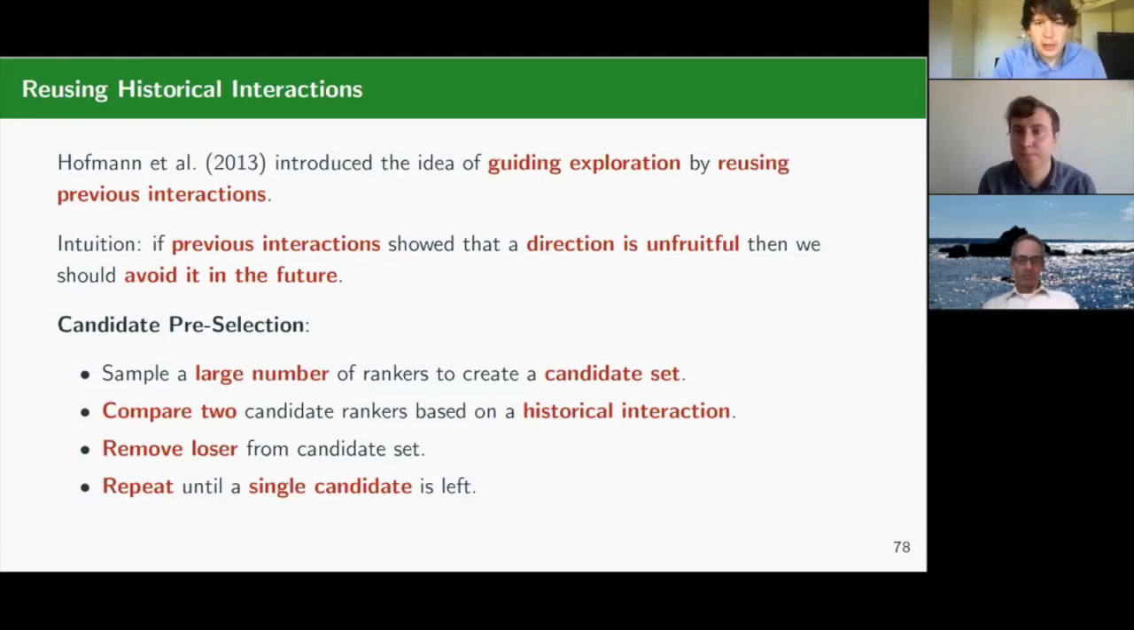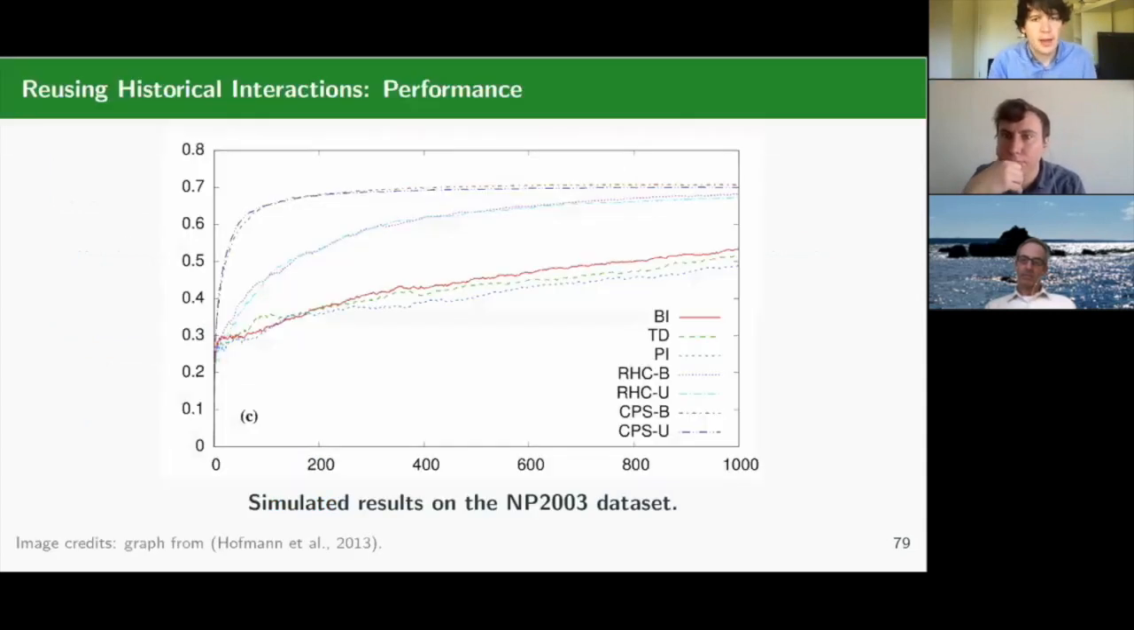What they do is they sample a large set of rankers as a candidate set, so not just one. And then based on historical clicks, they simulate an interleaving so that they can compare, make a guess on which of these rankers is better, and then remove the loser from the set until you have one left. So you start with a large number, and then you end up with the one that you think is most likely to win, so that you don't have to try all those directions you already think won't work. These are some results from that paper that introduced it.